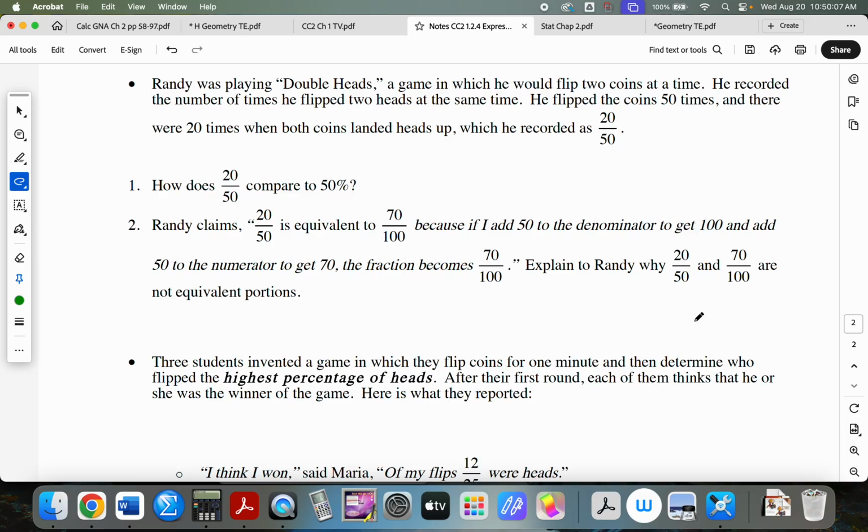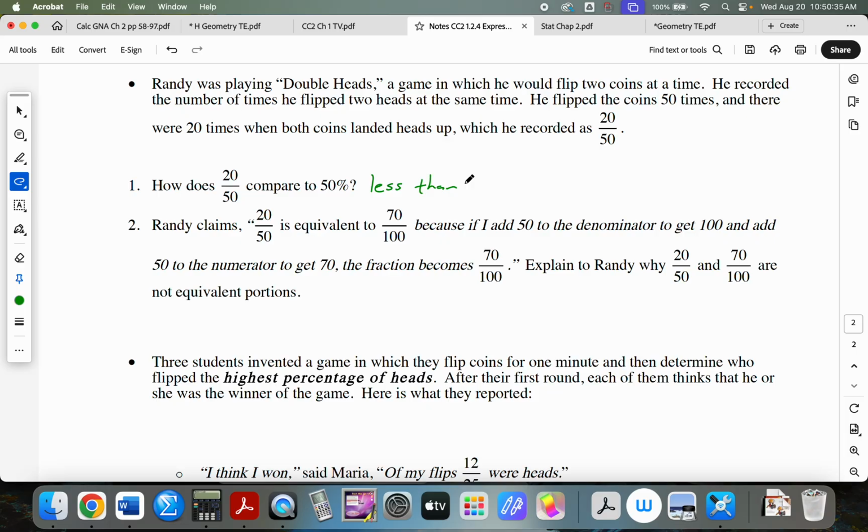So how does 20 out of 50 compare to 50%? Is it more than, less than, or equal to 50%? It's less than. What would it need to be 50%? It would need to be 25 out of 50, right? That would be 50%.